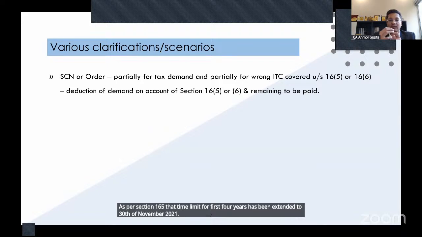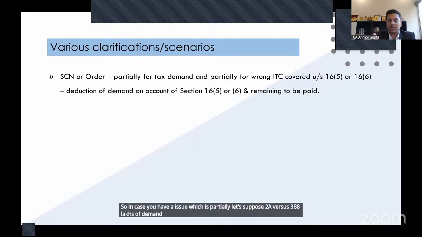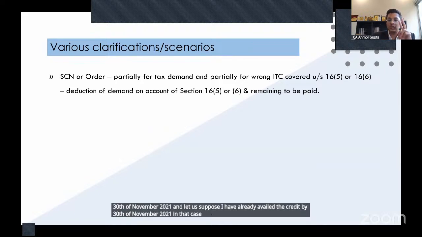So in case you have an issue which is partially, let's suppose 2A versus 3B, 8 lakhs of demand, and on 16(4), the demand is of 2 lakhs. So 16(4) is already covered because now the date has been extended retrospectively to 30th of November 2021. And let us suppose I have already availed the credit by 30th of November 2021. In that case, you don't need to pay that 2 lakhs.